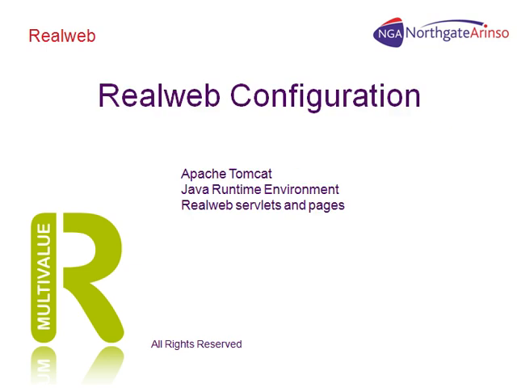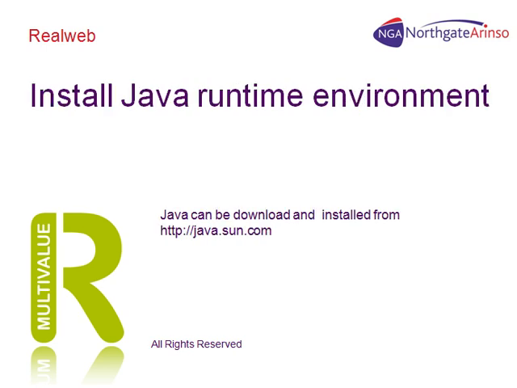What is required for RealWeb? RealWeb requires a Java-supported web server such as Apache Tomcat. It also requires the Java runtime environment and the RealWeb components installed from the Reality CD. To begin, download and install the Java runtime environment. This can be downloaded from java.sun.com.